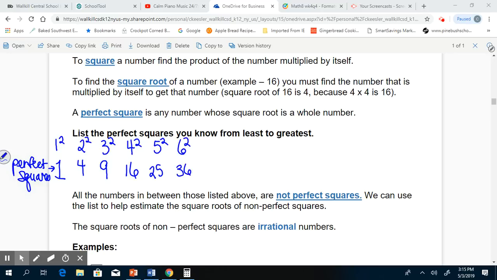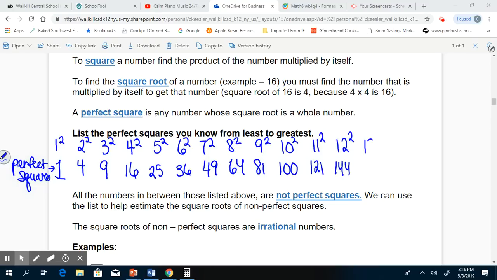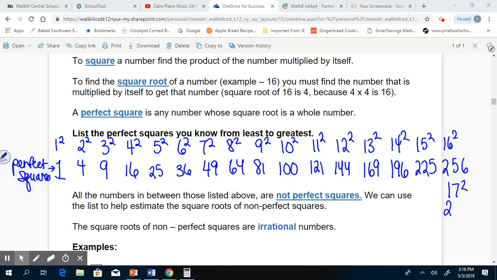6 squared is 36. 7 squared is 49. 8 squared is 64. 9 squared is 81. 10 squared is 100. 11 squared is 121. 12 squared is 144. 13 squared is 169. 14 squared is 196. 15 squared is 225. 16 squared is 256. 17 squared is 289. 18 squared is 324. 19 squared is 361. And 20 squared is 400.